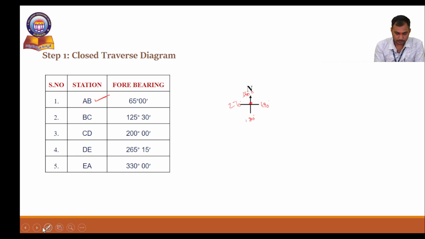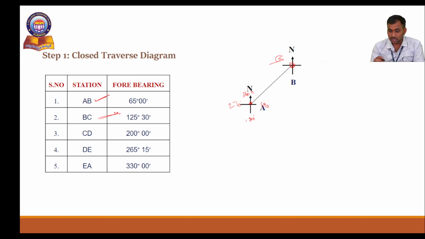See, this is the point. Next, at the same point we connect one more direction diagram. That is point B. What is the forebearing of B? Nothing but B to C. So what is the BC value? 125 degrees. The AB value is 65 degrees 00 minutes.